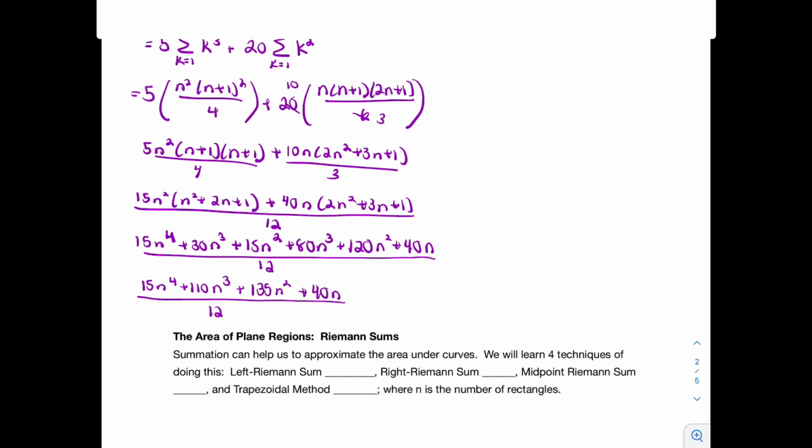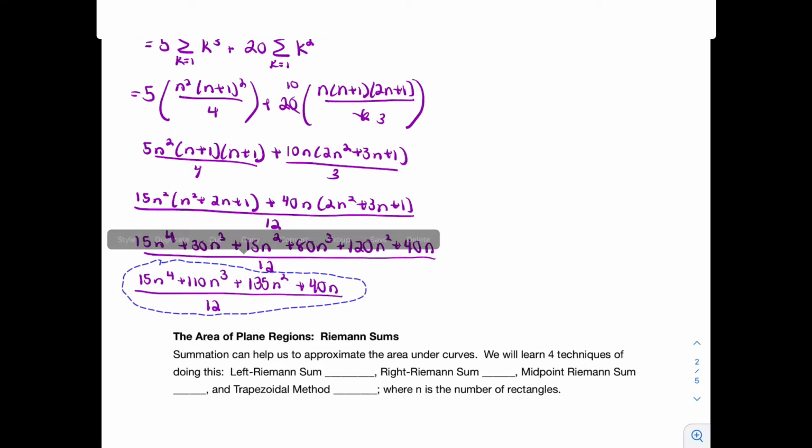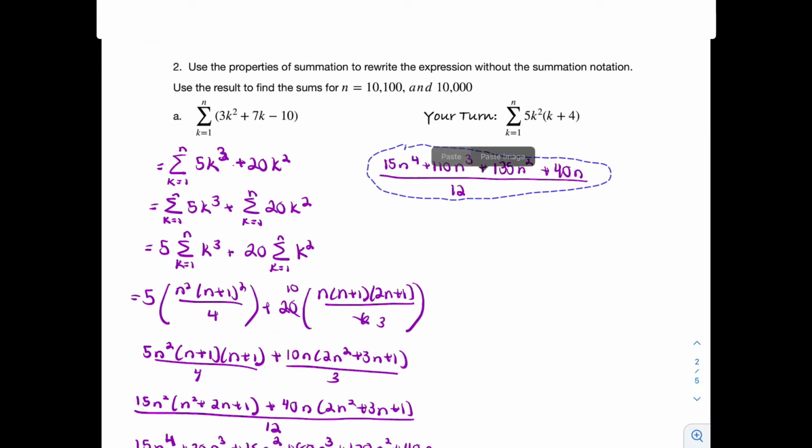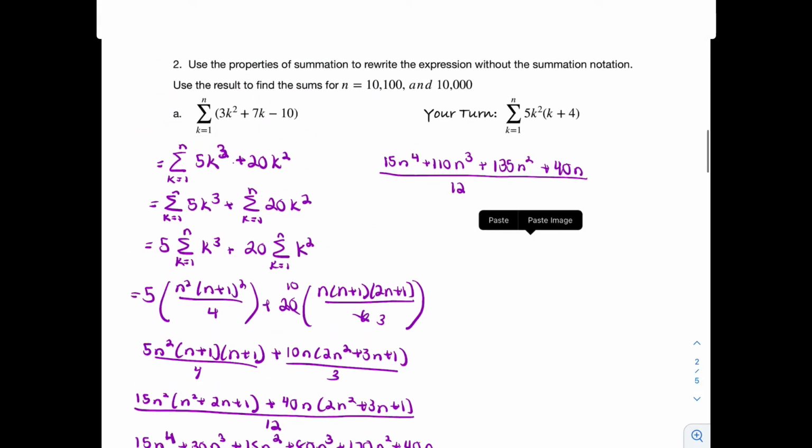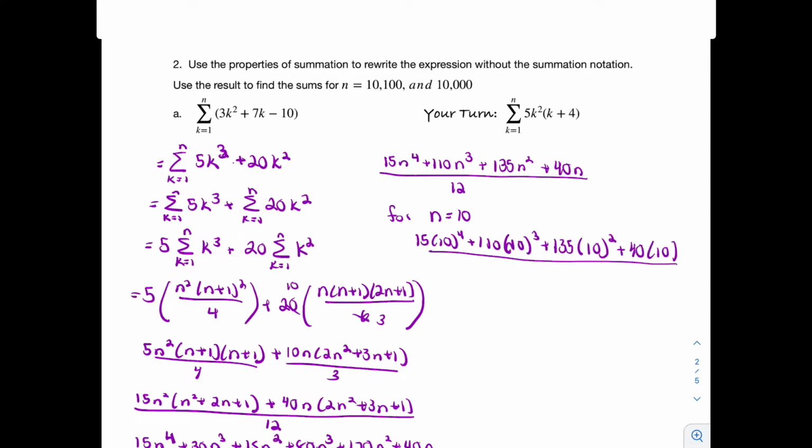Now that we found our summation formula for n, we're going to evaluate the summation for n equals 10. Evaluate this for n equals 10. Simply replace every n with 10 and simplify down or evaluate the value. And we get that the summation is equal to 22,825.